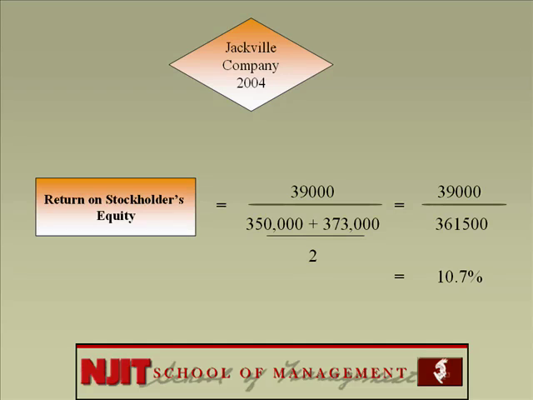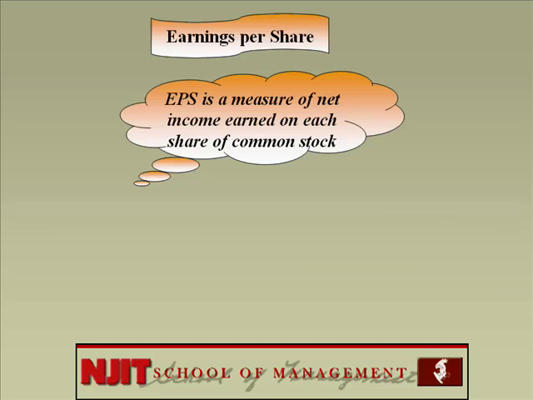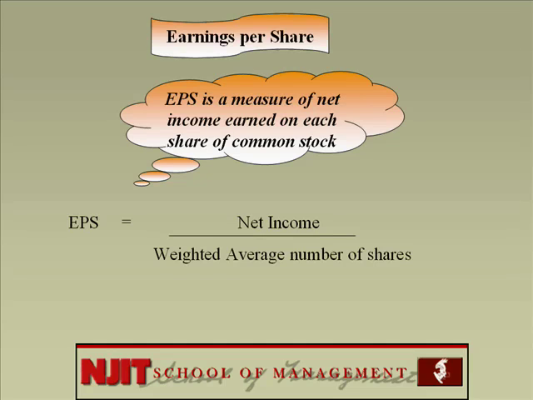Our next ratio is earnings per share. Earnings per share is a measure of the net income earned on each share of common stock. It's computed by dividing net income by the weighted average number of shares. Here's the formula in front of you. What does weighted average number mean? We'll come to that later.